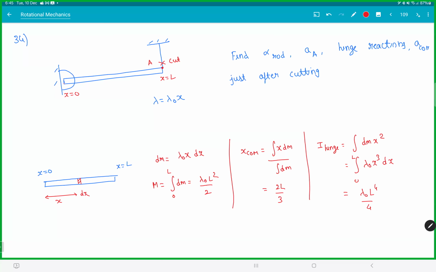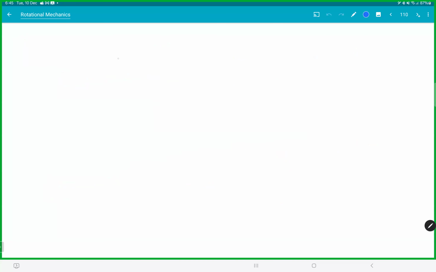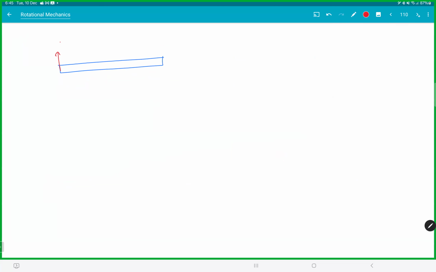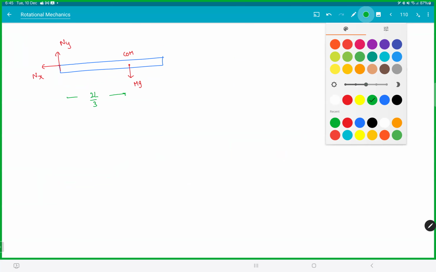Step 1, choose a system, draw the FBD. Hinge reaction, Ny, Nx. Now where will you keep the Mg? Mg is placed at the center of mass. This was Mg. What distance? 2L by 3. That's it. There is no other forces.